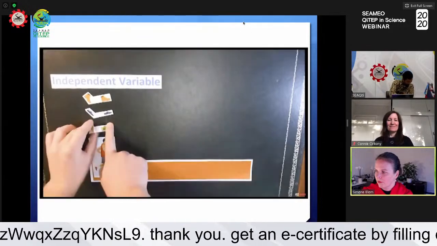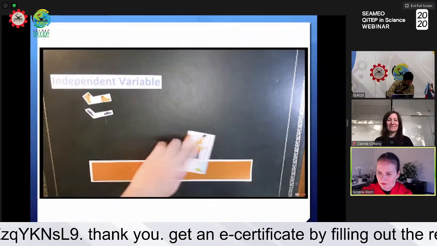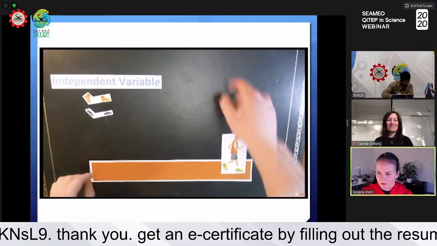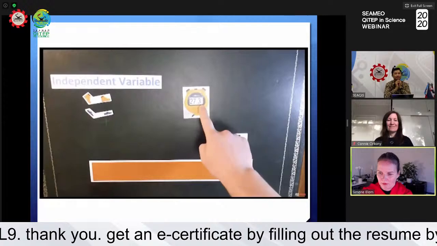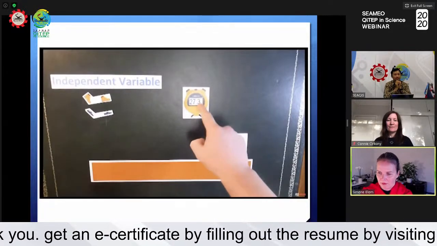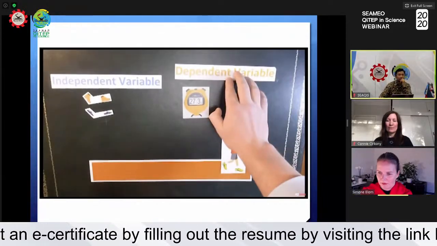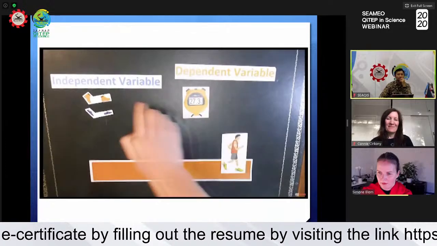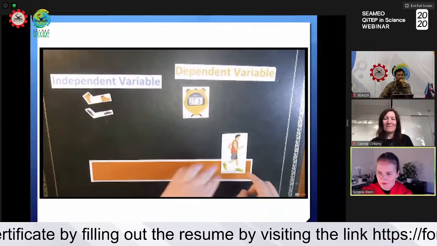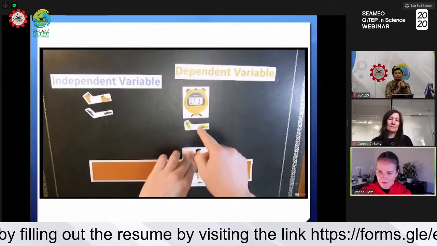So let's put his runners on first. We start the timer, he runs his 100 meters. We stop the timer and he got a time of 27.3 seconds. And this is the thing that we're measuring. The thing that we're measuring in the experiment is called our dependent variable. It depends on our independent variable. He got a time of 27.3 seconds with his runners.